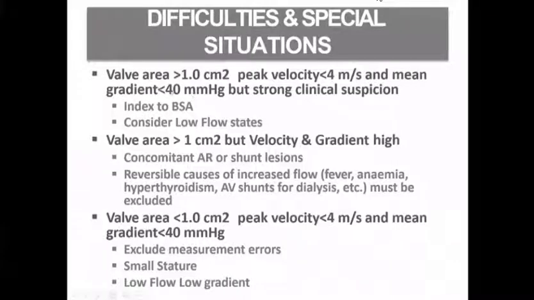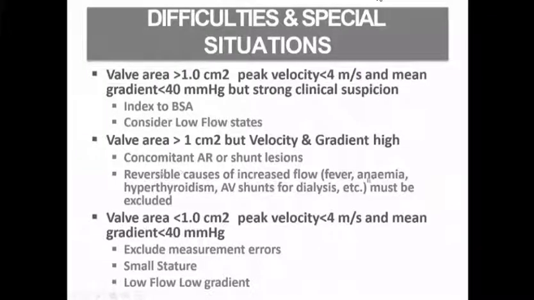So this was a difficult situation: valve area more than 1, peak velocity less than 4 and mean gradient less than the cutoff, but strong clinical suspicion. In such patients you should index, because many times they are of short stature. Whenever you find a very short stature or a very tall patient, you should index the valve area, and you can consider a low flow state. Whenever you get a valve area more than 1 but high velocity and gradient, maybe there is a concomitant AR or another central lesion.